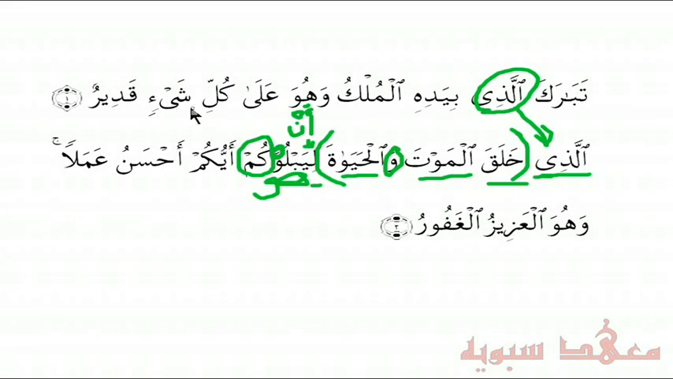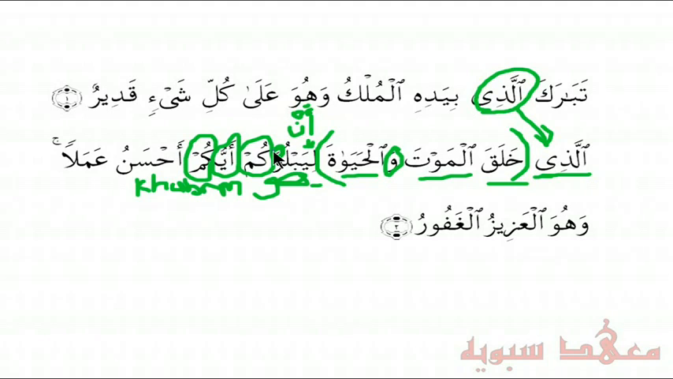And then we have ayyukum ahsanu amala. Ayyu is the mubtada. It's an ism istifham. Ayyukum, it's also mudaf, and that's mudaf ilayh. Which of you? And then ahsanu is going to be the khabar. So ahsanu would be khabar.